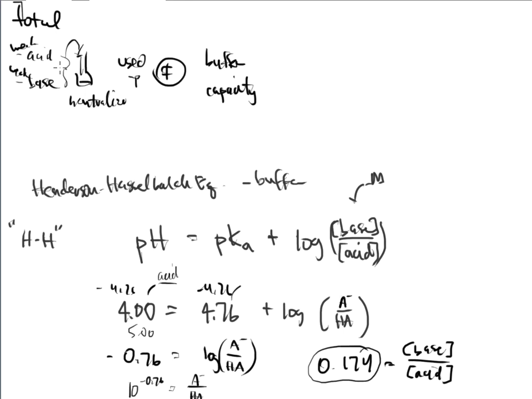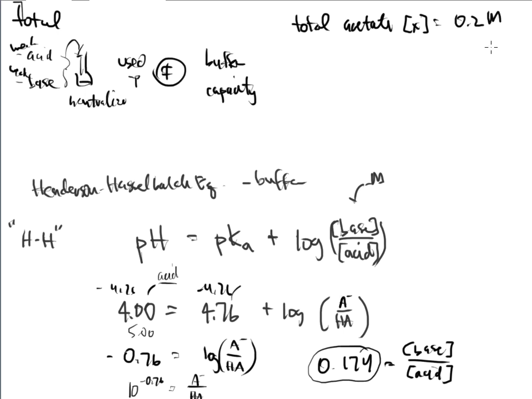So they always have to tell me the total. So in this problem, what they would have done is that they would have said your total acetate concentration would probably need to be, who knows, 2 molar, 0.2 molar.